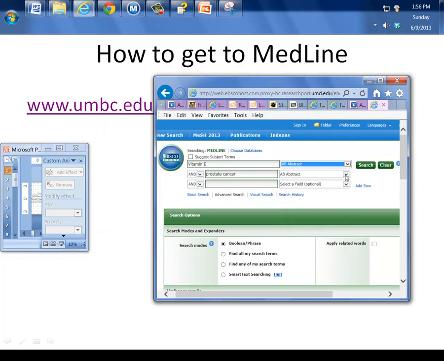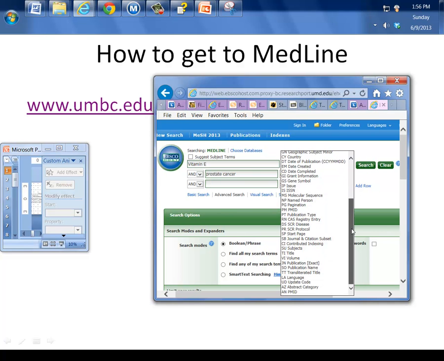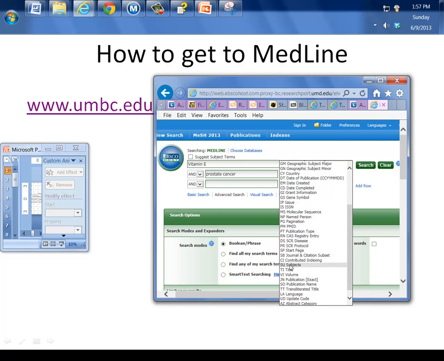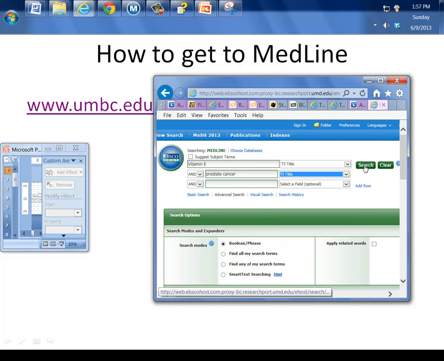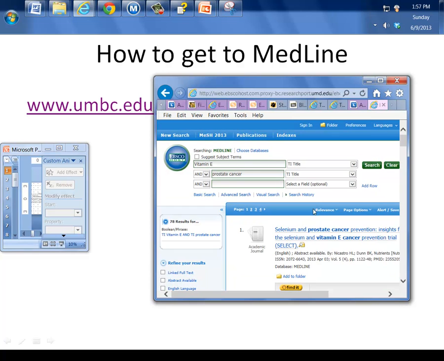If you want to refine it even further, then you can put it in the title. If vitamin E is not in the title, it's not going to work. And as a matter of fact, I know how this is going to turn out, so I'm just going to go ahead and do that. It's got to say vitamin E and prostate cancer in the title. Okay. So then you execute your search. All right, and let's see what we get.